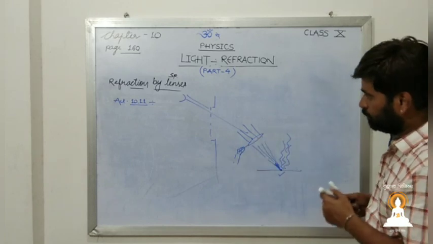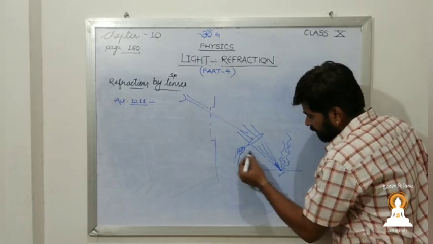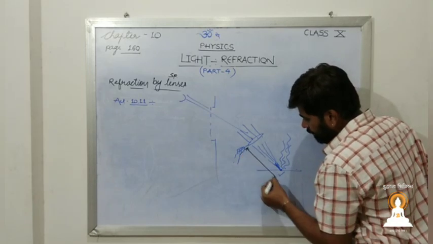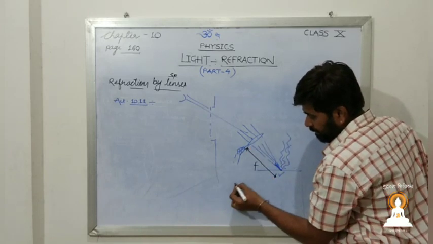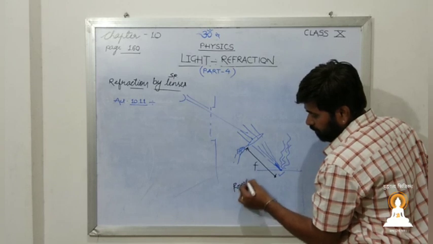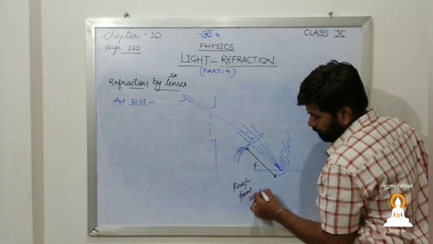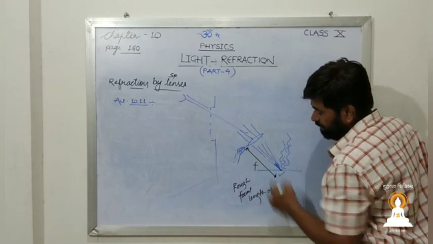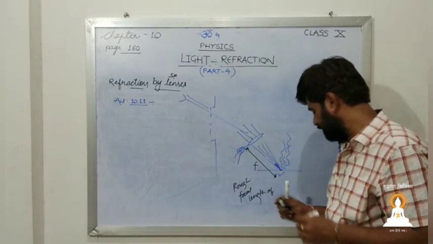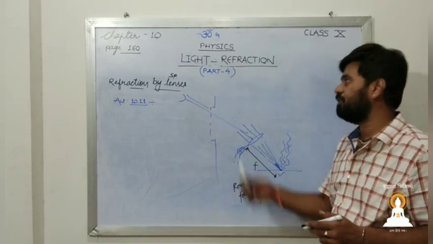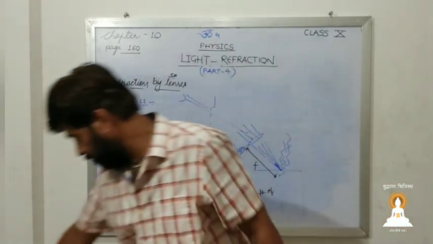Now what should we say about this? This is nothing but the way to find out the rough focal length of this particular lens. Actually, what we have found out is the rough focal length of this magnifying glass, because all the rays converge at a point which is known as the focus of that magnifying glass. So this was all about activity number 10.11.